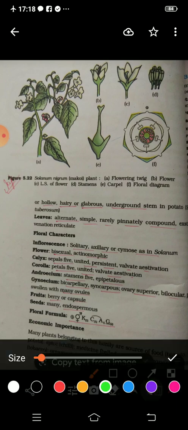If you see the fruit of this plant, a very small berry-like fruit is present in it, and very small, numerous seeds are present in this berry, and this berry is edible, you can eat it. It is sweet in taste, so these small berries are present in it.